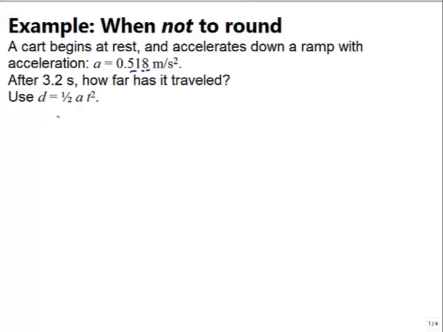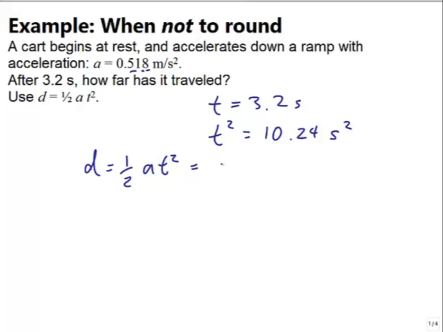Well, you use d equals 1/2 at squared, so you can start by figuring out what t squared is. So if t is equal to 3.2 seconds, you could say that t squared is, plug that into your calculator, 10.24 seconds squared. So d is 1/2 at squared, which is 0.5. That's assumed, by the way, that this half has an infinite number of significant digits, times the 0.518, the acceleration in meters per second squared, and then 10.24.